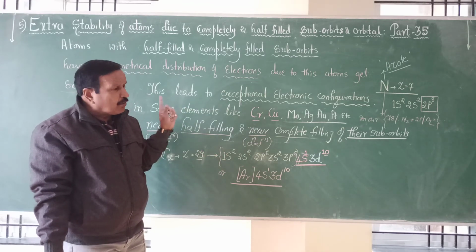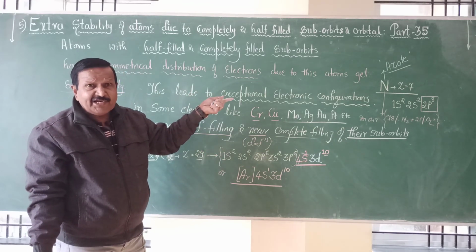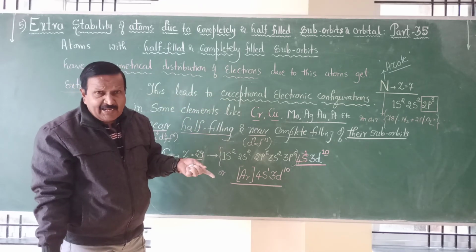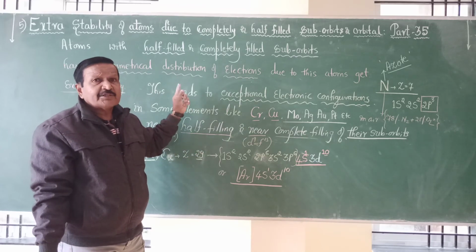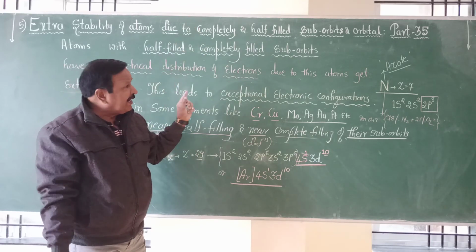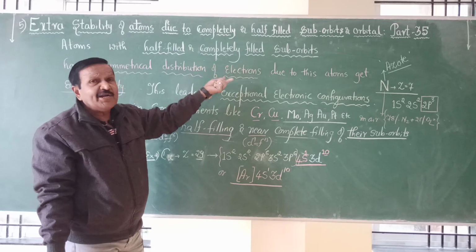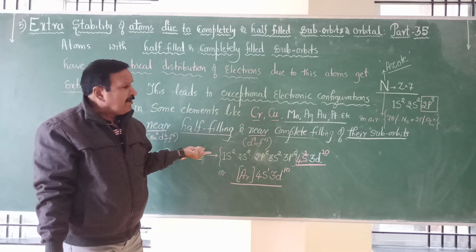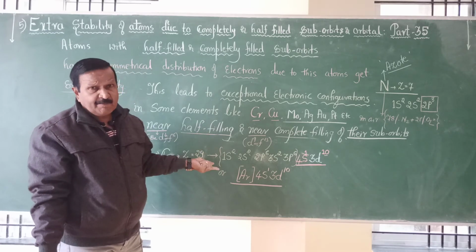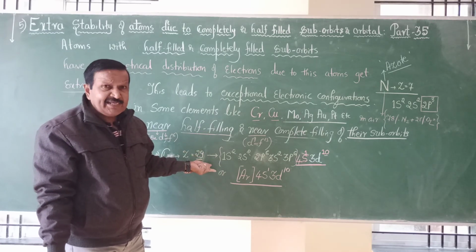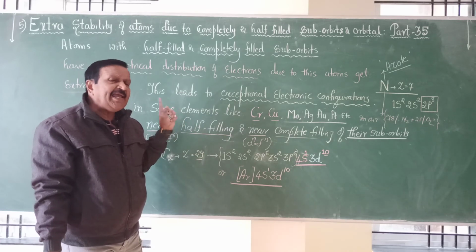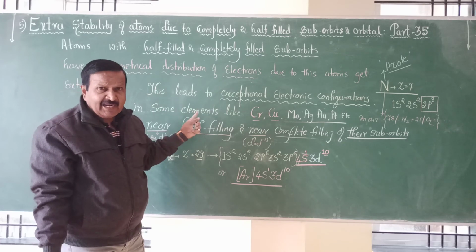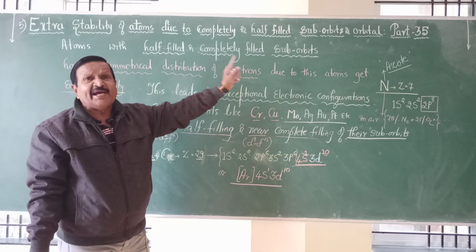That means if you are going to write a box type configuration, in one orbital you cannot have both electrons in the same direction. One should be in upward direction, one should be in downward direction, because there is a rule of Pauli, spin up and spin down. And Hund's multiplicity rule says you cannot pair the electrons in an orbital when another orbital is vacant.